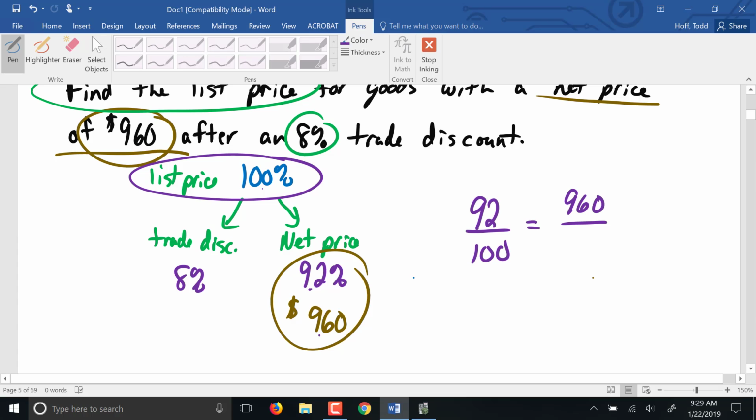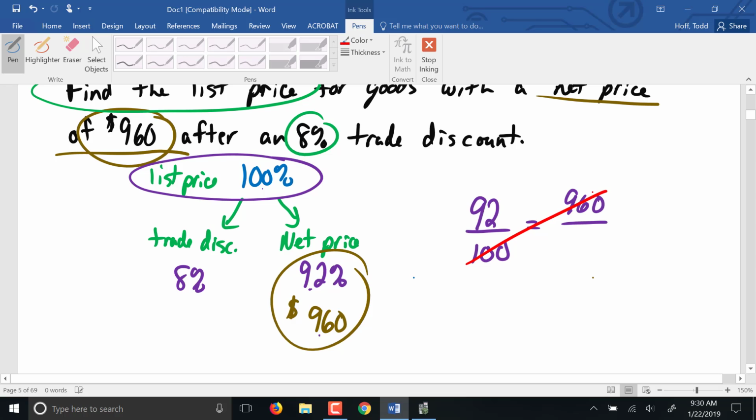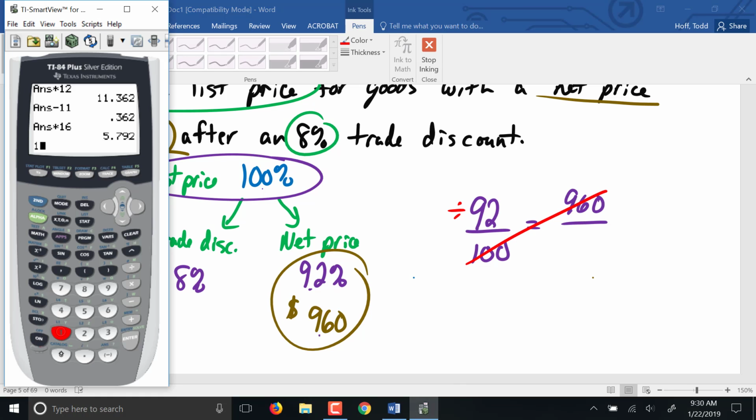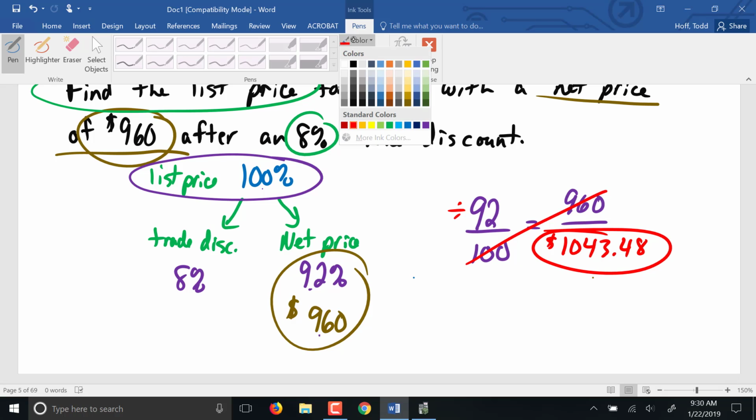I like to organize it in a proportion like this. We can cross multiply and divide. 100 times 960 divided by 92. So 100 times 960 divided by 92 is $1,043.48. So that was the original list price before that 8% trade discount, to the nearest penny.